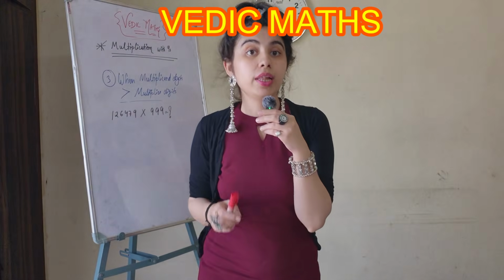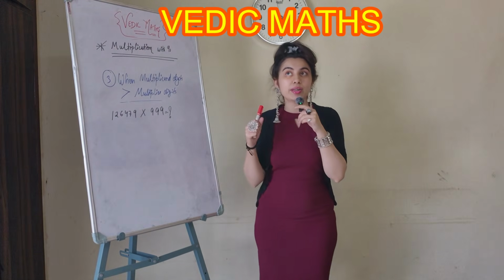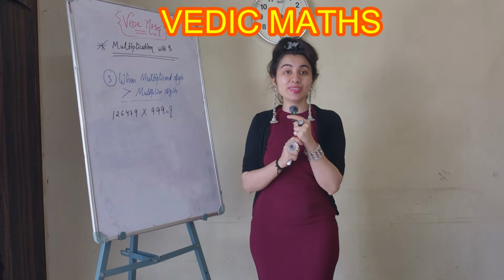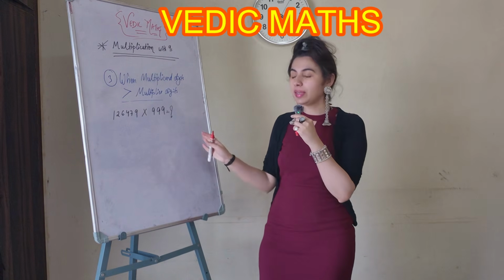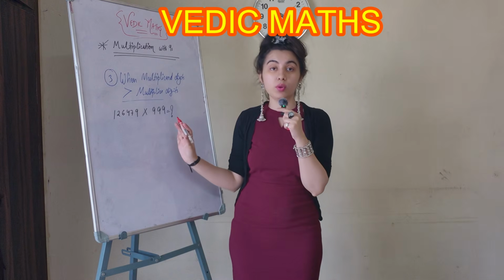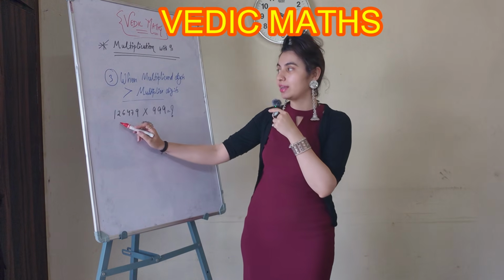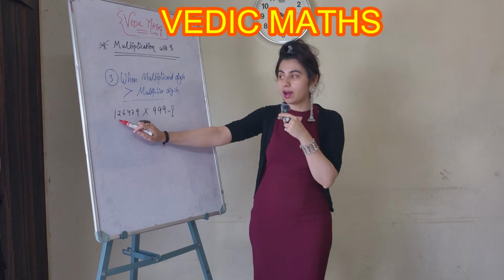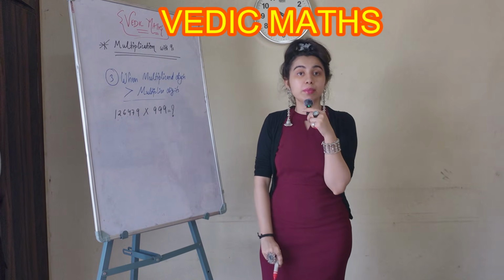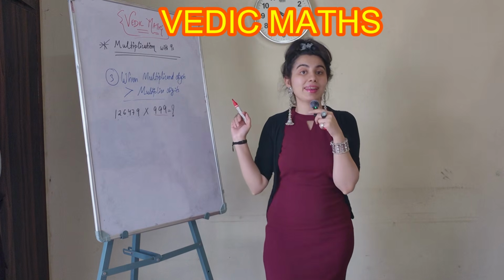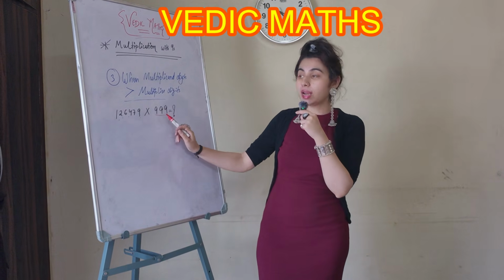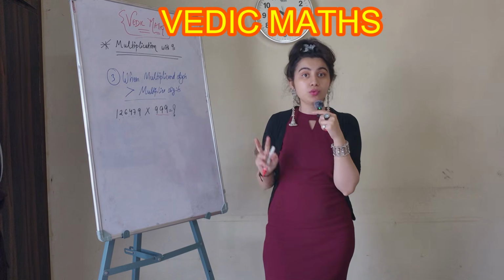Okay, last question to clear your doubt. Last but not least. So this is a bit lengthy one. I have taken more digits over here. The multiplicand is 126478, whereas the multiplier is 999. So your multiplicand has 6 digits, whereas the multiplier has only 3 digits.